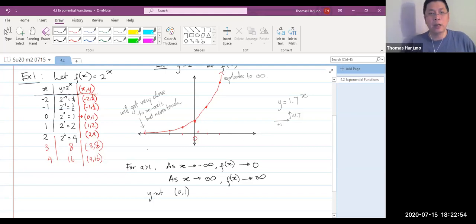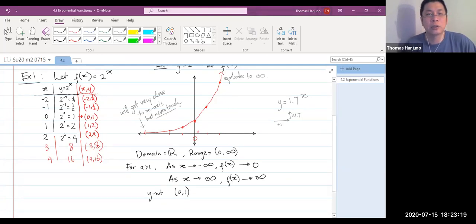The domain clearly is all real numbers. But from the graph, you see the range will not be negative. In fact, it cannot even be 0. The range will be from 0 to infinity. It cannot touch 0, never touch 0. Remember I said it here, never touch the x-axis.